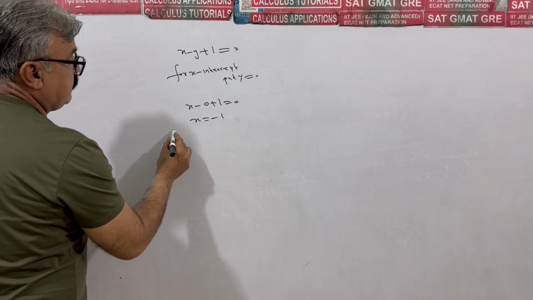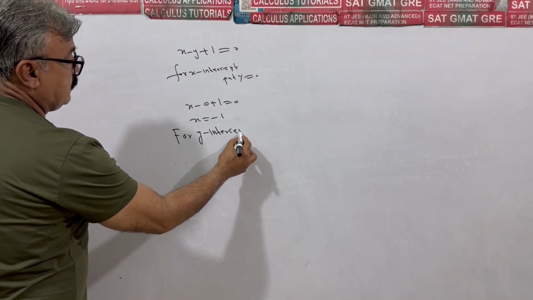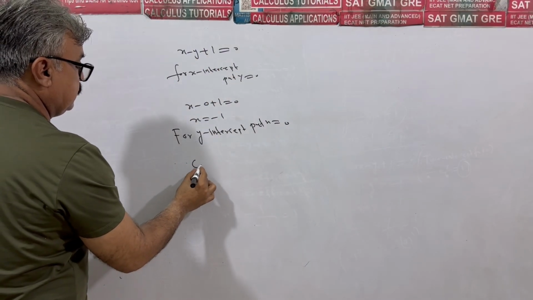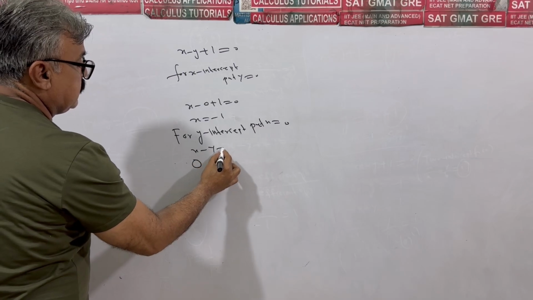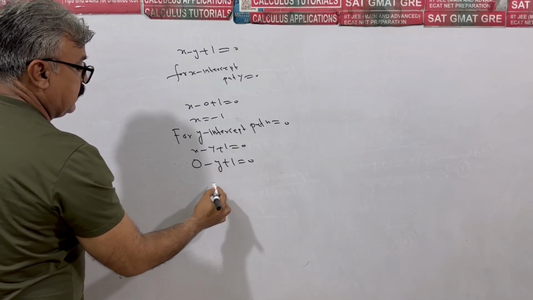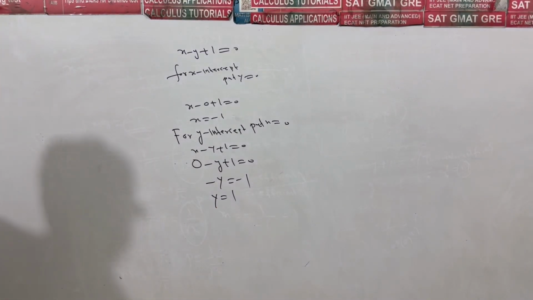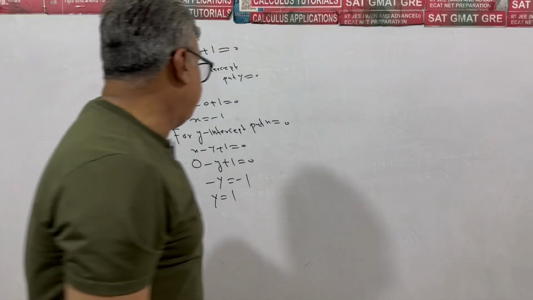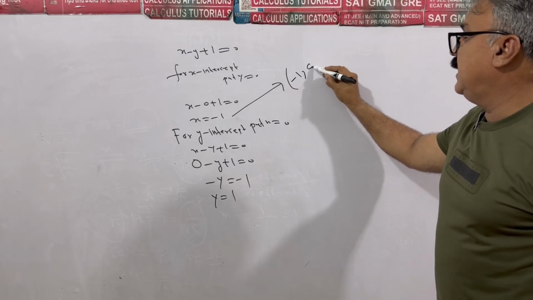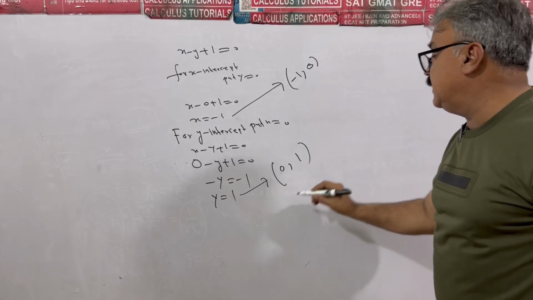Now, for the y intercept, put x is equal to 0. I have 0 minus y plus 1 is equal to 0, or minus y is equal to minus 1. Multiplying by minus, I have y is equal to 1. Just plot these 2 points. X intercept means the value of x is negative 1 and y is 0. Y intercept means the value of y is 1 and the value of x is 0.